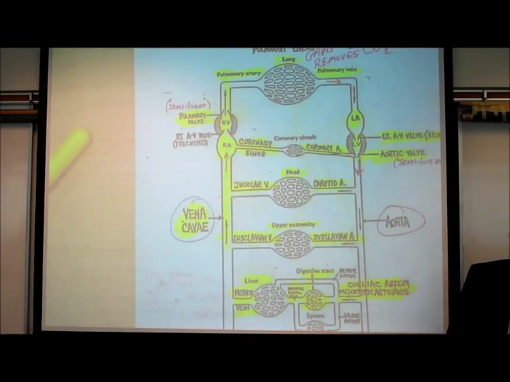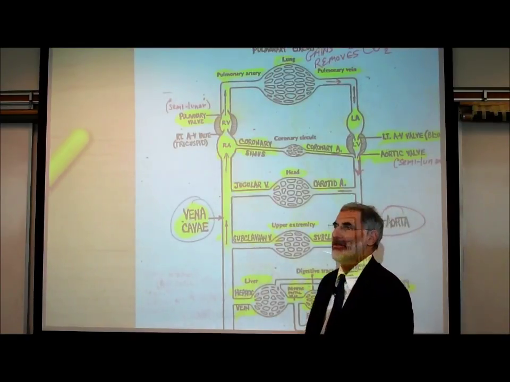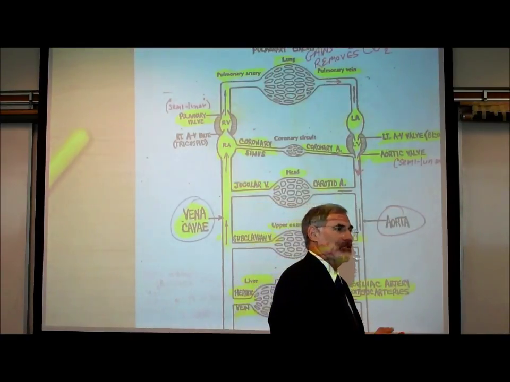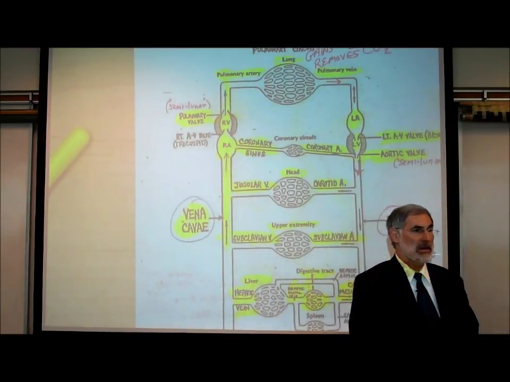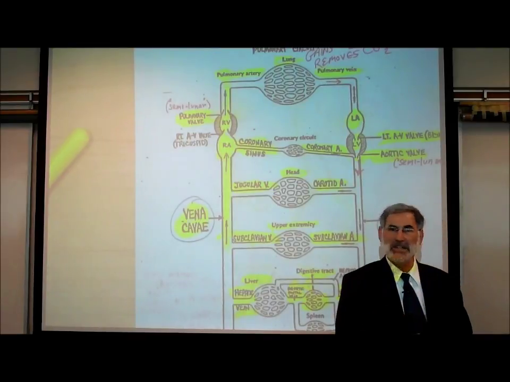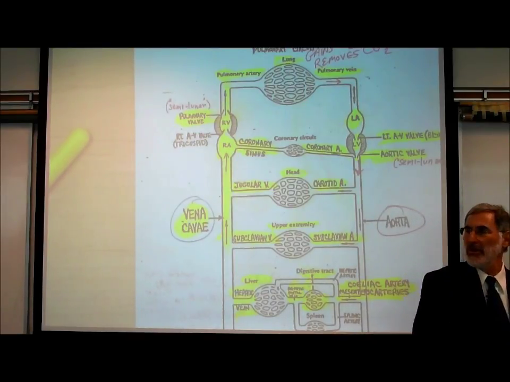So you need to be able to know that blood goes from the vena cava, to the right atrium, right AV valve, right ventricle, pulmonary valve, pulmonary artery, lungs, pulmonary vein, left atrium, left AV valve, left ventricle, aortic valve, aorta.